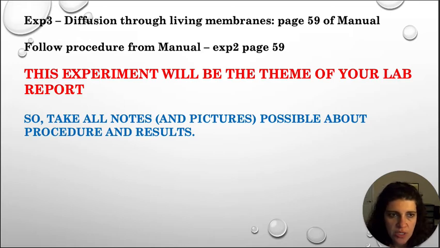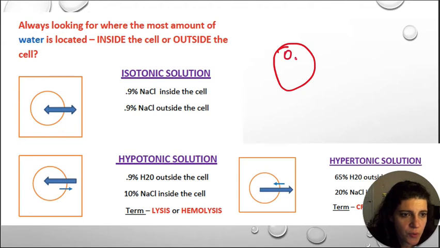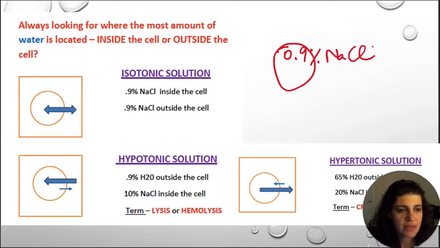Now we already talked about diffusion through living membranes, and there is an experiment that we do in the lab. Our cells have 0.9% sodium chloride. That's the concentration of sodium chloride inside our cells. The experiment is done with red blood cells. We add red blood cells to an isotonic solution.